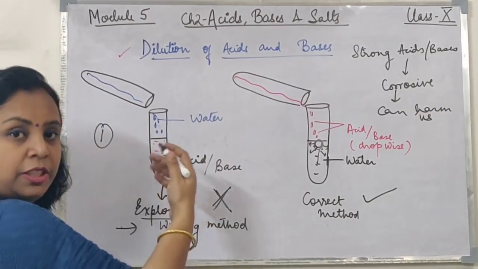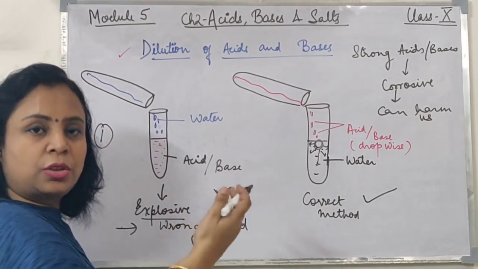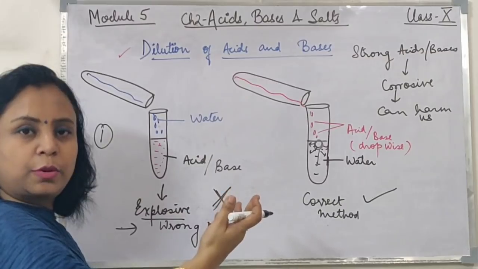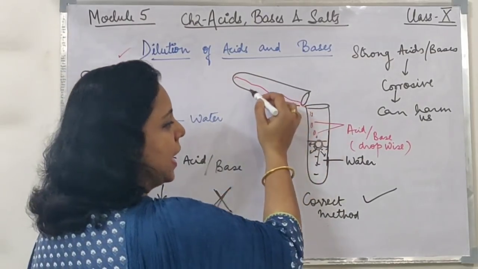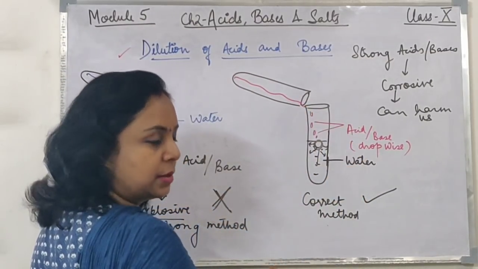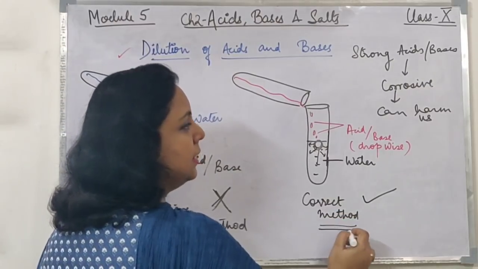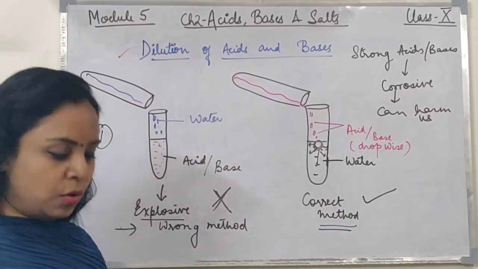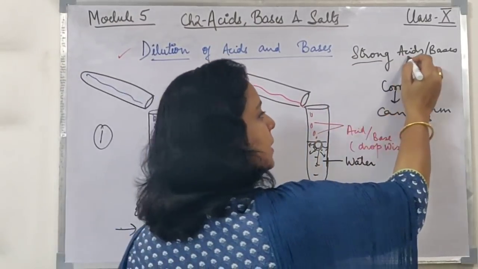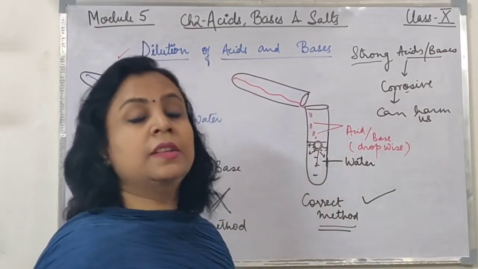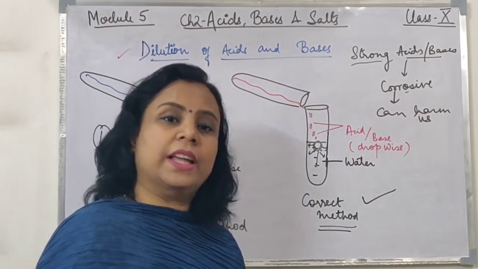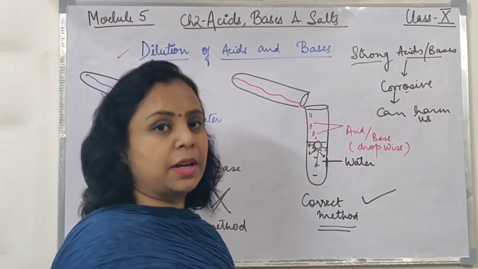Rather over here, which is acid or base, which is corrosive, it can cause a more explosive reaction. So what happens when we dilute it in this manner? We get the desired result. So we all know that strong acids and bases are highly corrosive, and while handling we should be very careful because they can harm us.